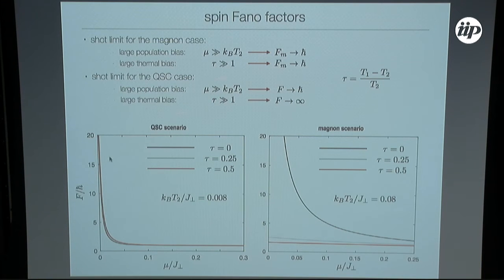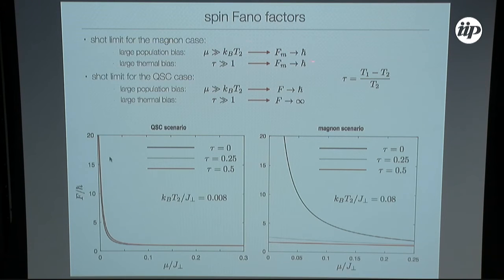However, for the quantum spin chain case, with a large population bias, if you bias the injection chain by a large current, you can again reach this shot limit where the Fano factor approaches h bar. But for large thermal bias, F actually diverges to infinity. So basically this tells us that the spin Seebeck effect cannot lead to a large injection of current through a quantum spin chain within this model.